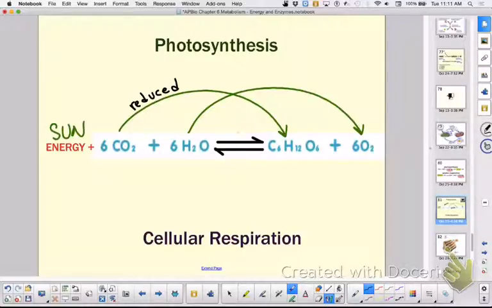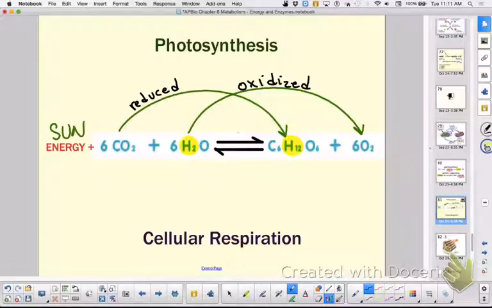Okay, so you said it got reduced because why? Yeah, it gained hydrogen. Okay, and then I would say these hydrogens that are here are where? See them? I'm curious. 6 waters, 6 H2O, 2 times 6 is 12. Now what happened to the water? It got oxidized.